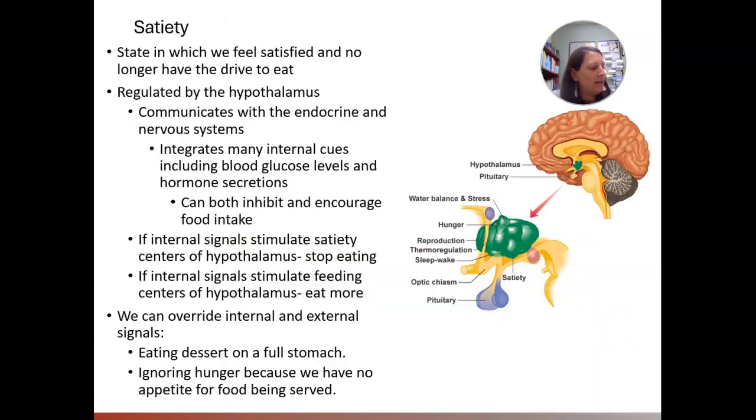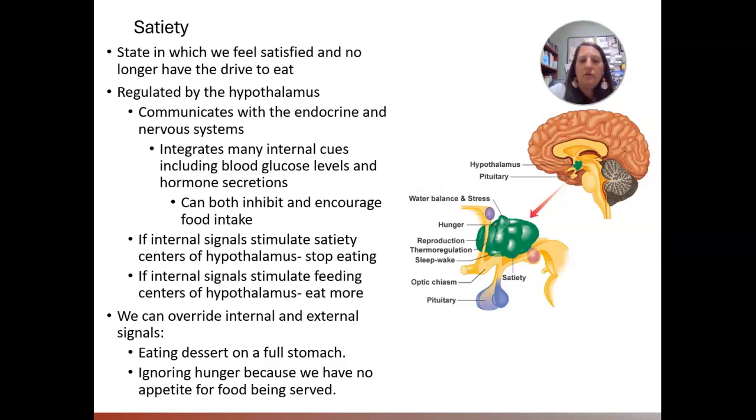Okay, satiety. We've mentioned this term a few times. Let's make sure we define it here. So satiety is the state in which we feel satisfied and we no longer have the drive to eat, whether it's hunger or appetite driving that. This feeling is regulated by a region of our brain called the hypothalamus. The hypothalamus communicates with the endocrine and the nervous system, and it integrates many internal cues, including blood glucose levels, hormone secretion, and the hypothalamus can both inhibit and encourage food intake.